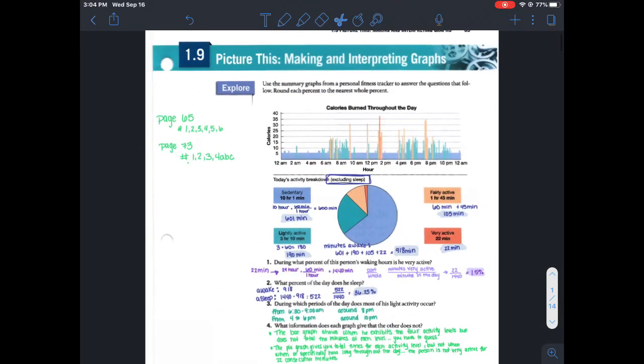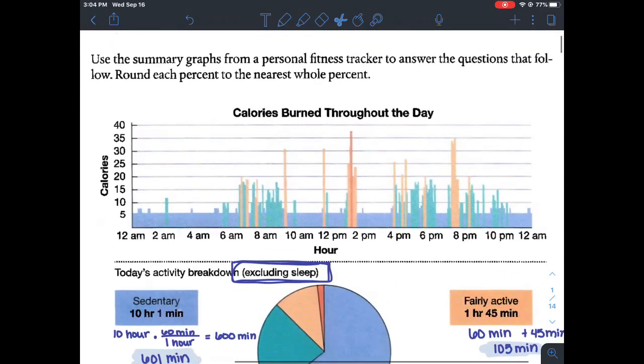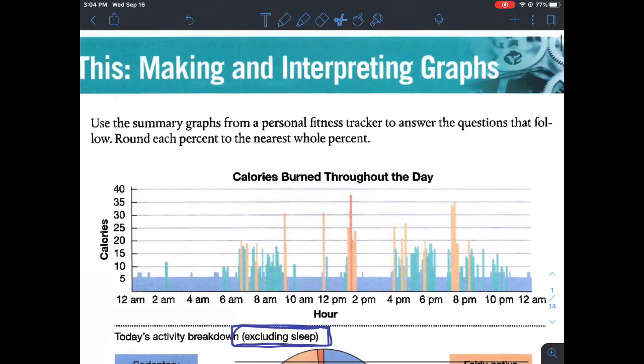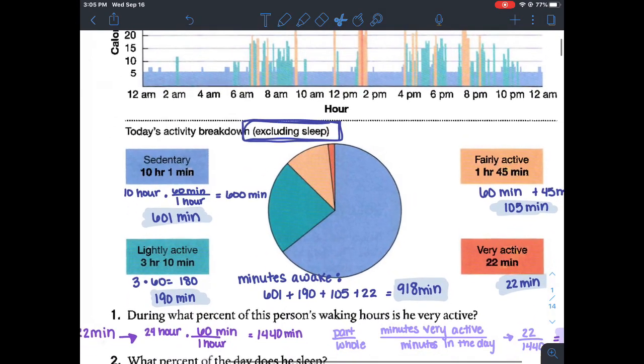So for this first one, use the summary of graphs from a personal fitness tracker, so like a Fitbit, to answer the questions that follow. Round each percent to the nearest whole number. So if you have a Fitbit or something similar, calories burned throughout the day, this is what you might see. And then sometimes they might give you a pie chart that breaks down your activity. And then this one is including sleep.